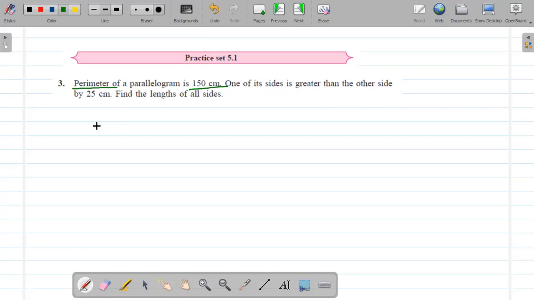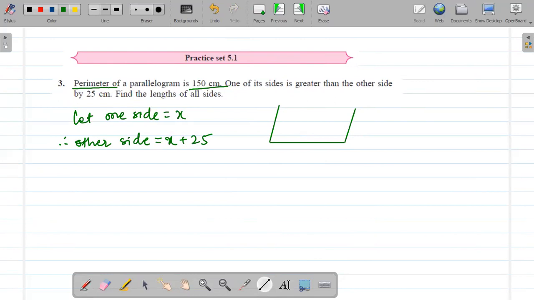So one side is greater than the other. Let one side equal x. Therefore, what will be the other side? We are told that the other side is greater than the first side by 25. So that will be x plus 25. And we are asked to find the length of all the sides. For this, we need to draw a diagram. Let's draw a parallelogram like that. The smaller side is x. The larger side is x plus 25. Let's label it A, B, C, D. And just to mention here, ABCD is a parallelogram.